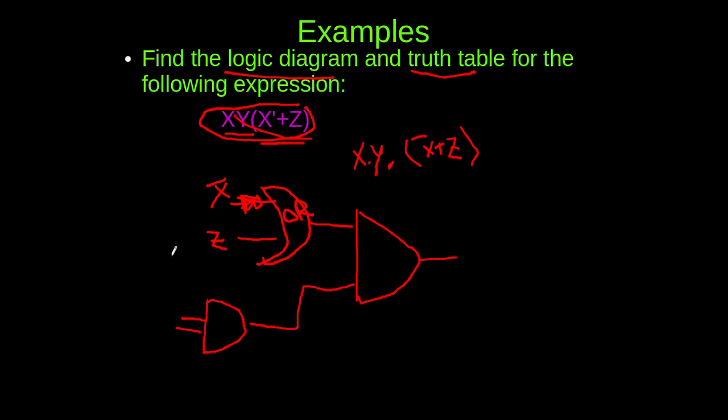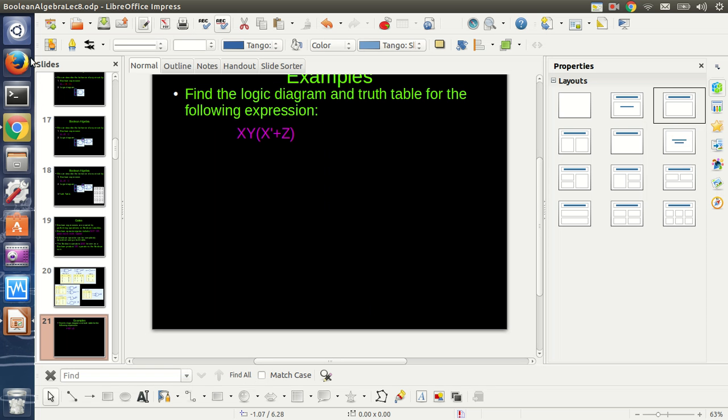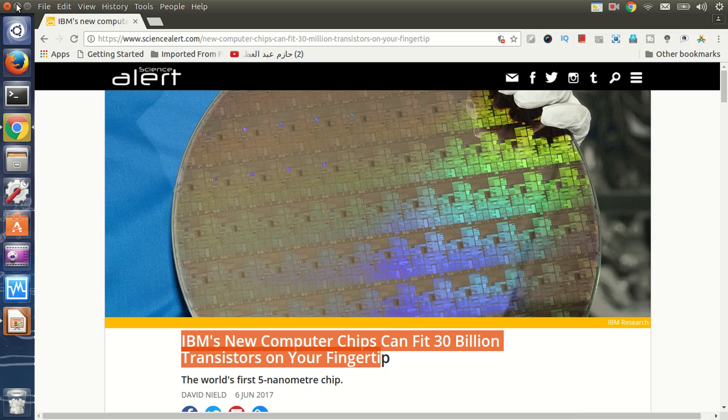Is an AND, where I have X and Y. X and Y ANDed together will give me the result here of X and Y. Then I AND this. Here I have the AND gate, and OR with those. That's why we said the precedence sometimes is not important. If we did this first, it's not going to make a big difference. But let's see, I want to show you mainly this.